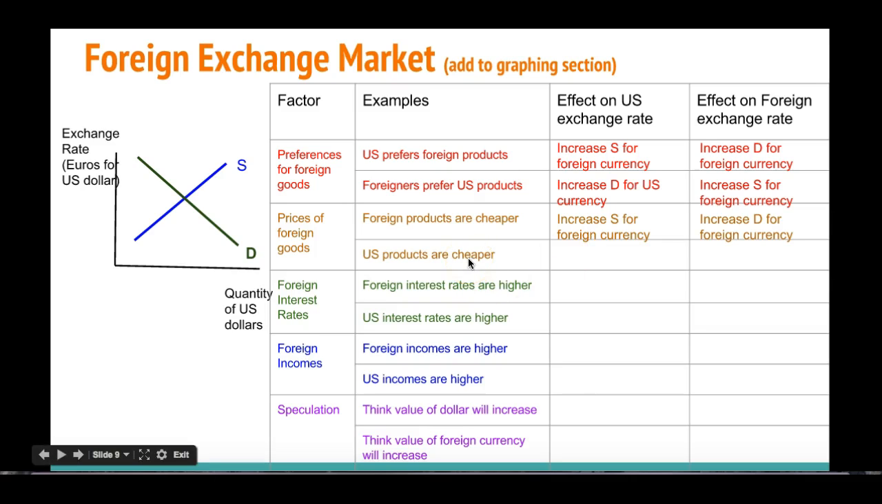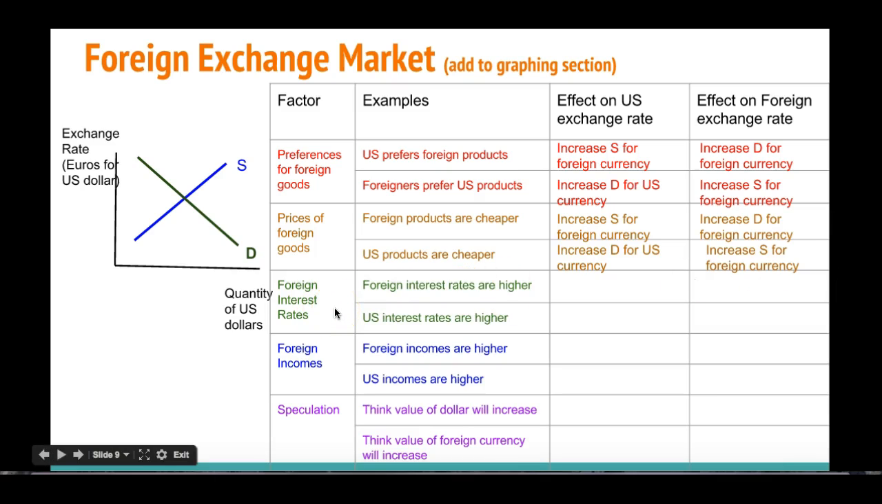What about if U.S. products are cheaper? The demand is going to increase for U.S. currency, because we want more dollars to be able to buy U.S. products, but the foreign exchange market is going to be having an increase in supply of the foreign currency because they need to supply more, for example, pounds to be able to buy more U.S. dollars.